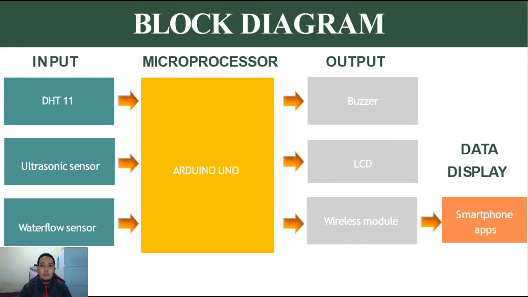Next, for the block diagram of this project, the inputs of the flood detection are the DHT11 sensor, ultrasonic sensor, and water flow sensor, which detect all the parameters of the flood that need to be measured. Then, the inputs send the measured parameters to the Arduino Uno, where the Arduino interfaces all the data and exports it to the output. For the output, we have the buzzer, LCD, and wireless module. All parameter data measured are shown in the smartphone app, the Blynk app, which helps to monitor the floods.